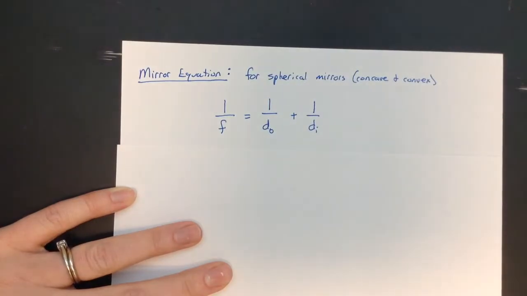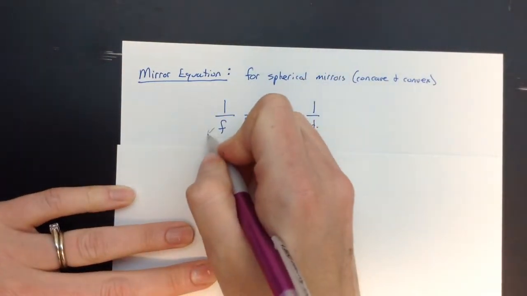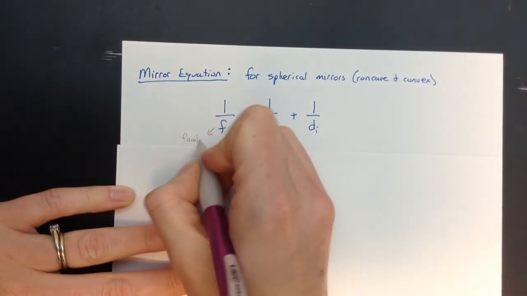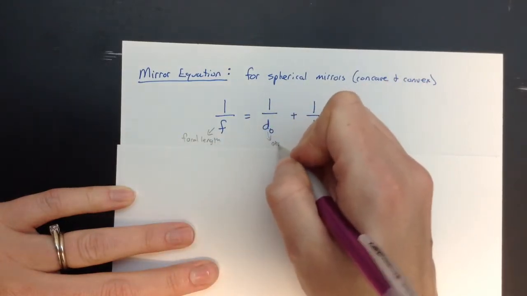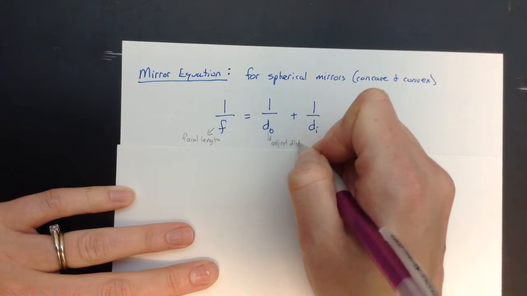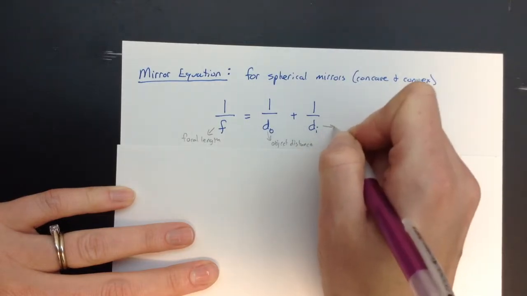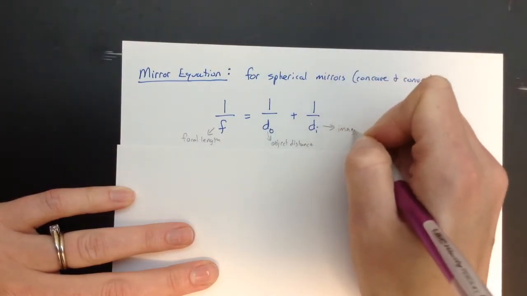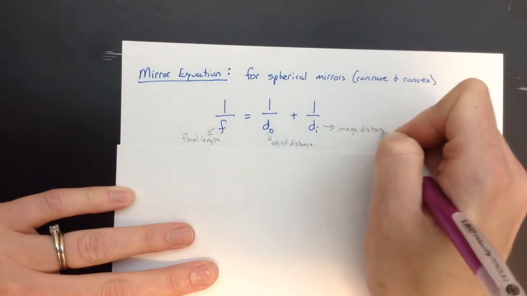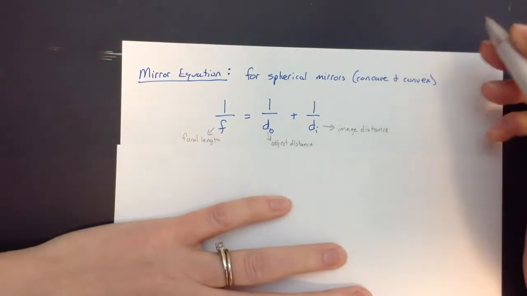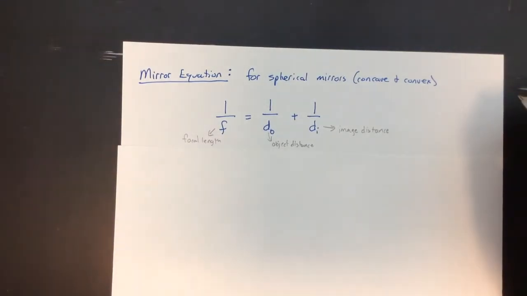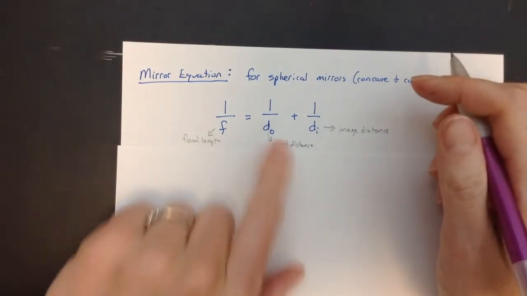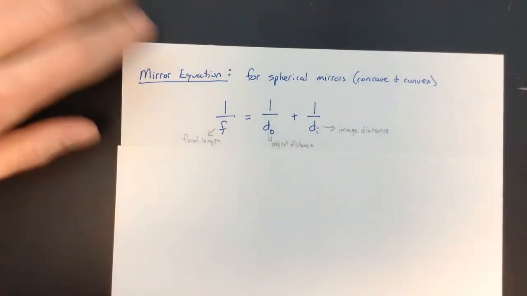And you're probably thinking, what the heck are those? Well, F is for the focal length. DO is for the object distance. And DI is for the image distance. And conveniently, those are all distances, and so as long as you use the same unit every time, it doesn't matter what unit you use. But you wouldn't use centimeters here and meters here because that would be silly.